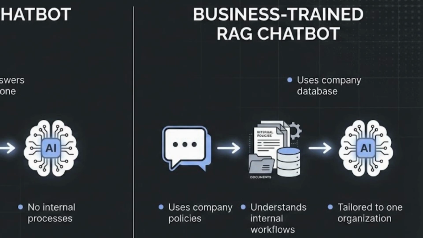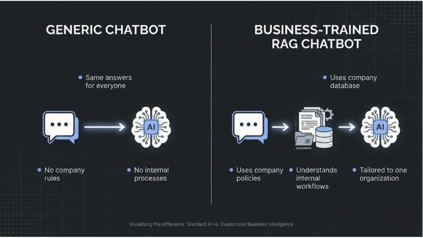This means the chatbot is tailored to one organization. Its answers reflect how the specific business operates. So the key takeaway: a generic chatbot gives the same answers everywhere. A RAG chatbot is customized.